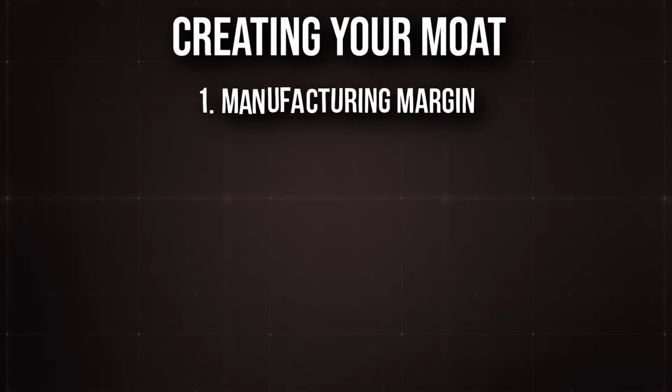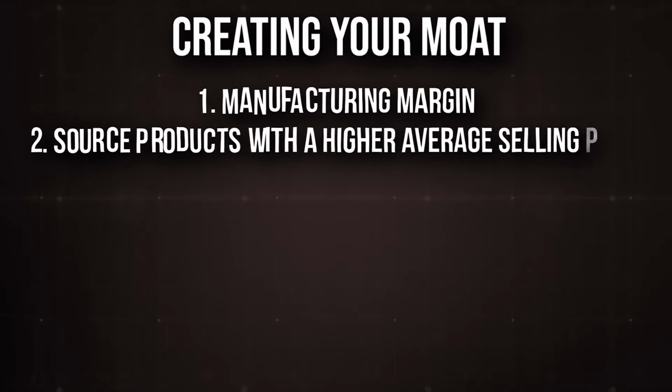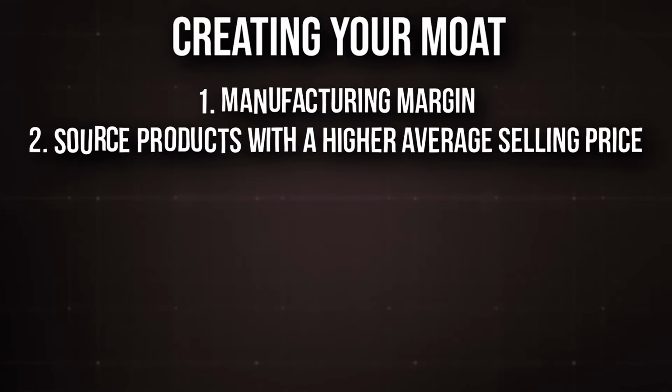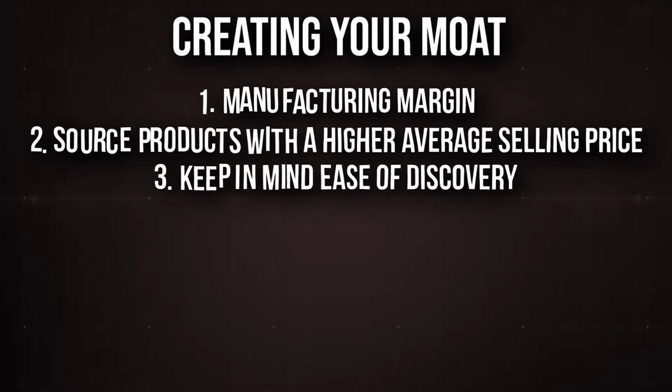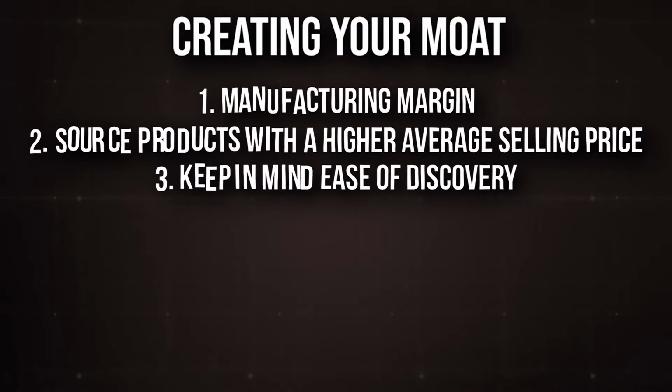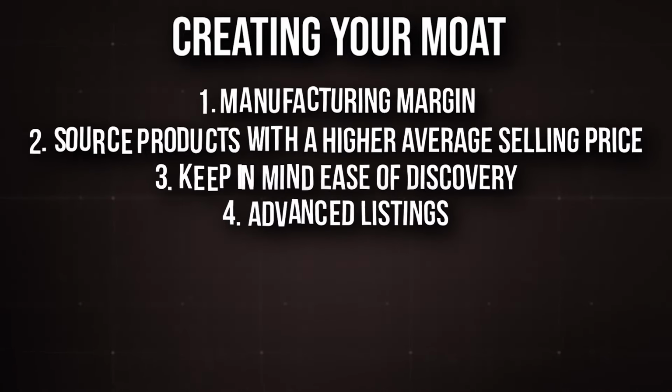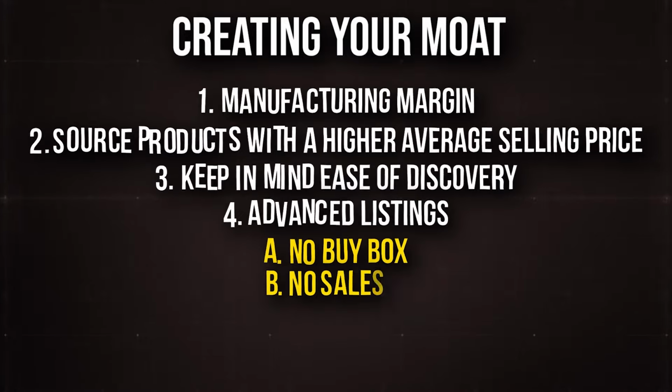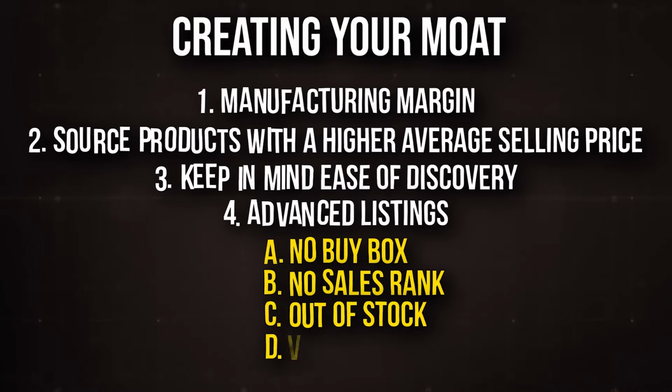Well, you can manufacture margin, that's one. You can also source products that have a higher average selling price, that's two. You can also keep in mind ease of discovery, which we talked about later, but you can also take advantage of advanced listings. These are listings that have no buy box, they have no sales rank. They're currently out of stock, maybe they're a variation.